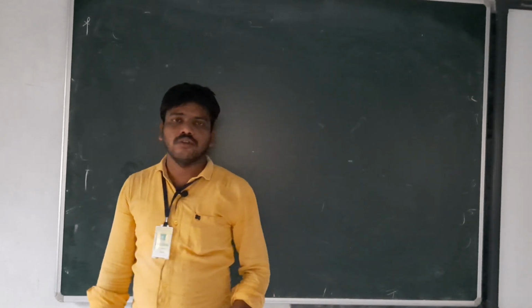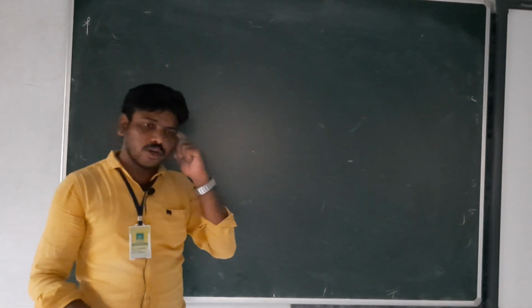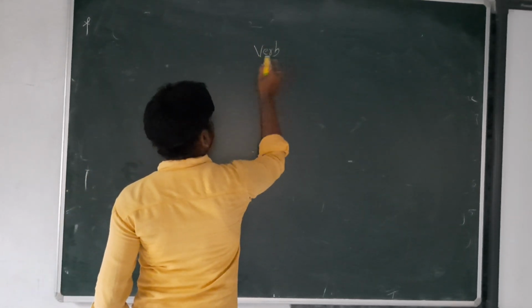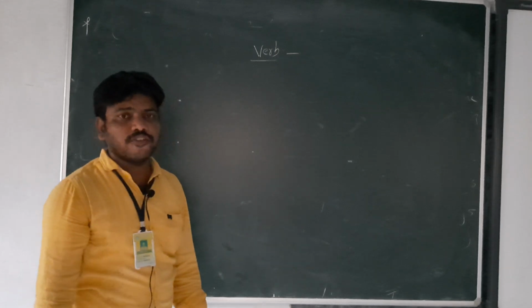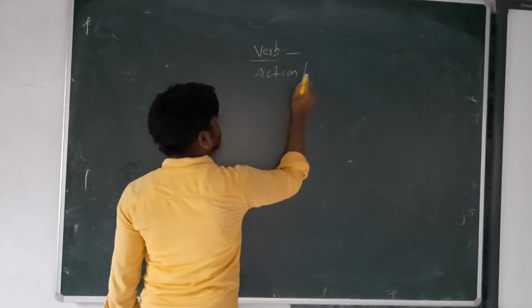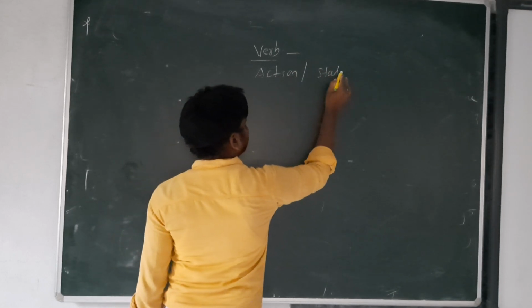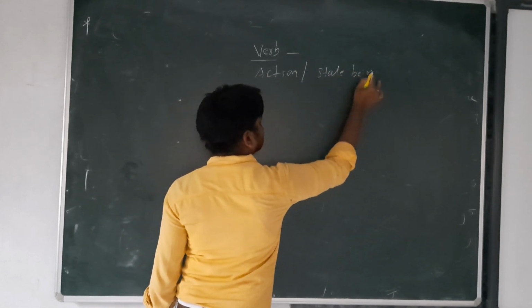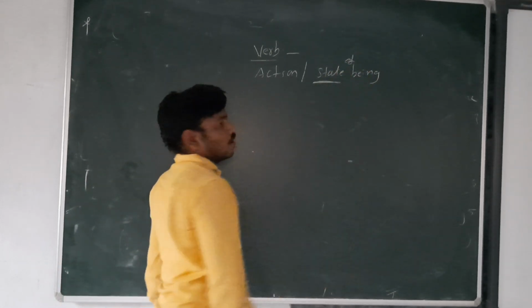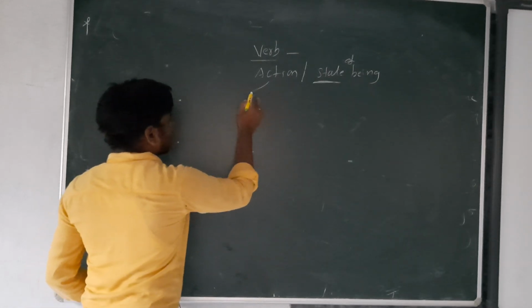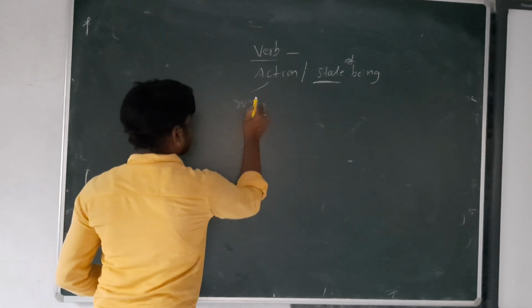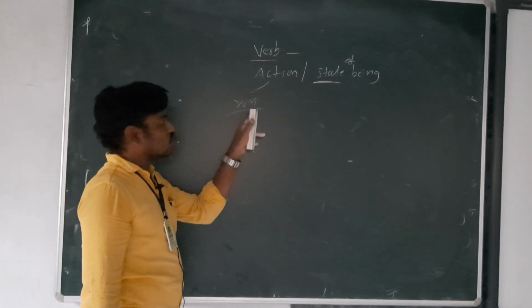So far we have completed adverbs and the types of adverb. Next, let us move on to verb forms. Very important. A verb refers to an action or state of being. State here means position. For example, when the person is running, it shows action. This is called a verb.